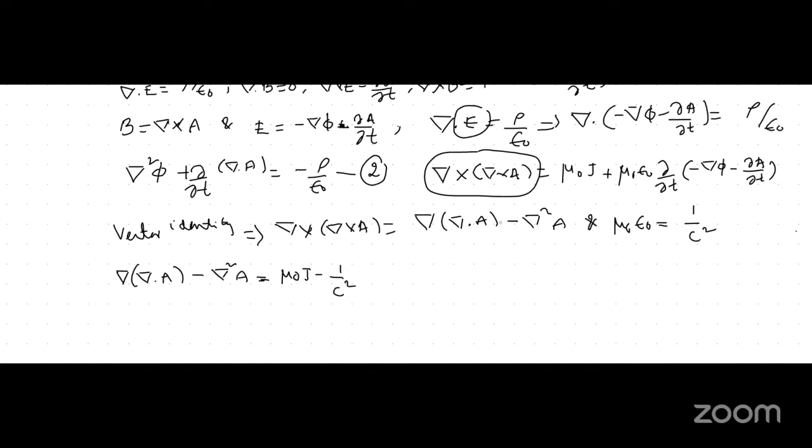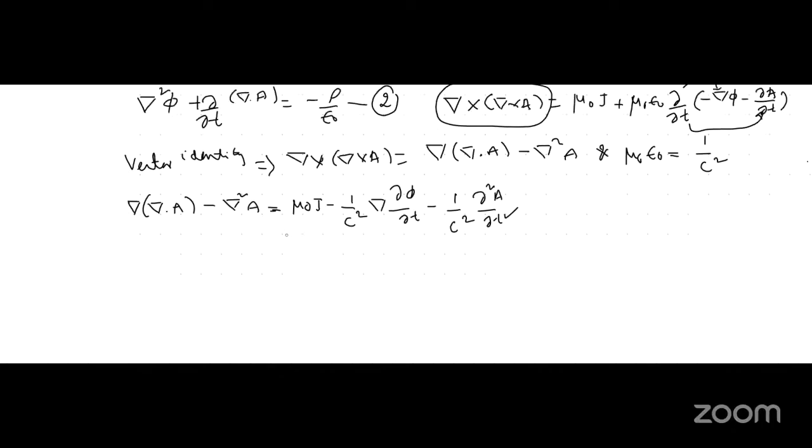so we write this as del of dou phi by dou T. And again, this 1 by c square we substitute inside the other term. In that it will be minus 1 by c square into dou square A by dou T square. So we multiply 1 by c square with each of these terms.